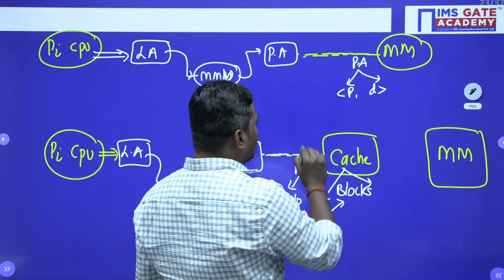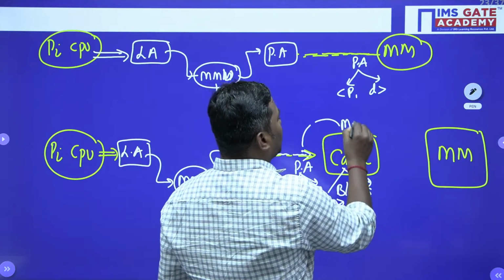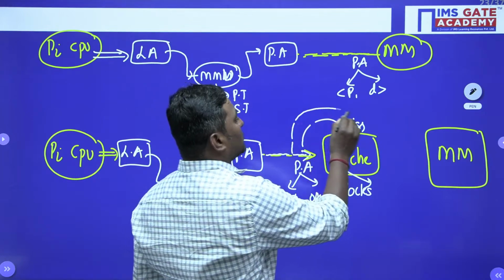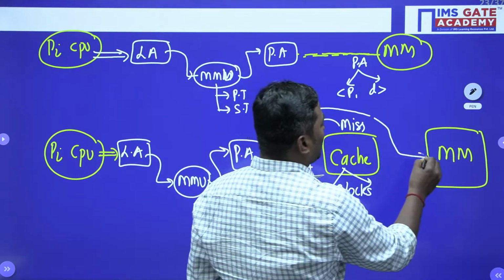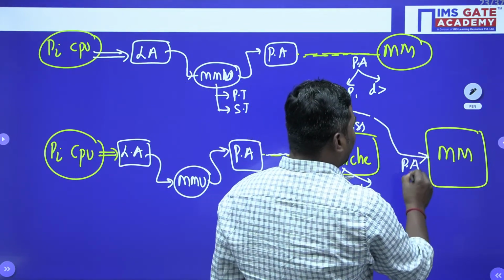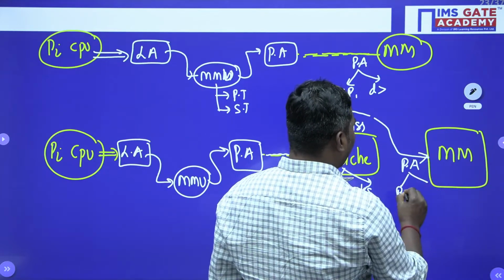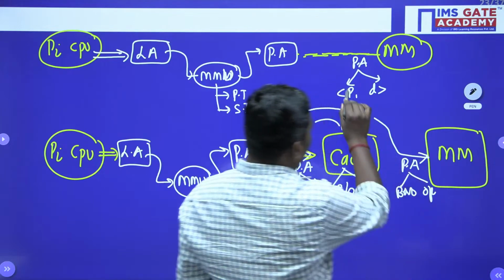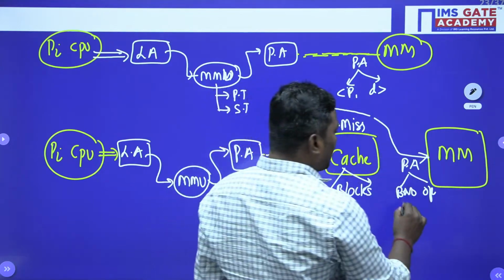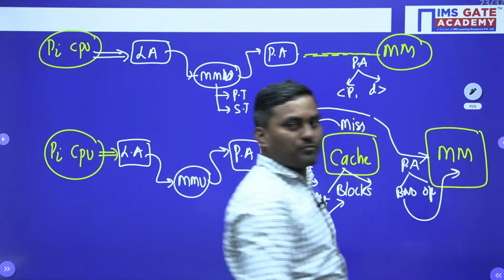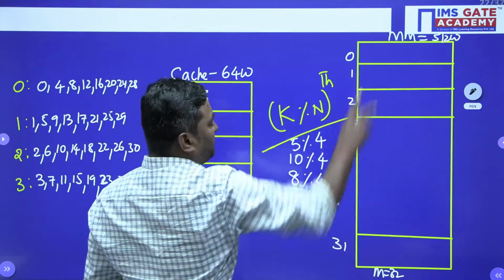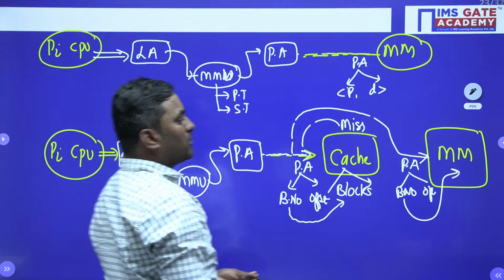Here I am trying to search and there is a cache miss, the block is not there. Then what to do? Take this physical address as it is and go to main memory. This physical address needs to be divided again into block number and offset. Page number and block number are the same. Take the block number and search in main memory. You will get the required block compulsorily.